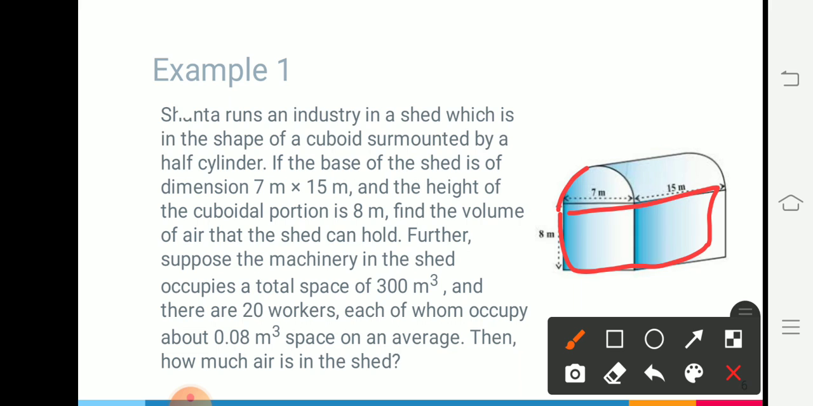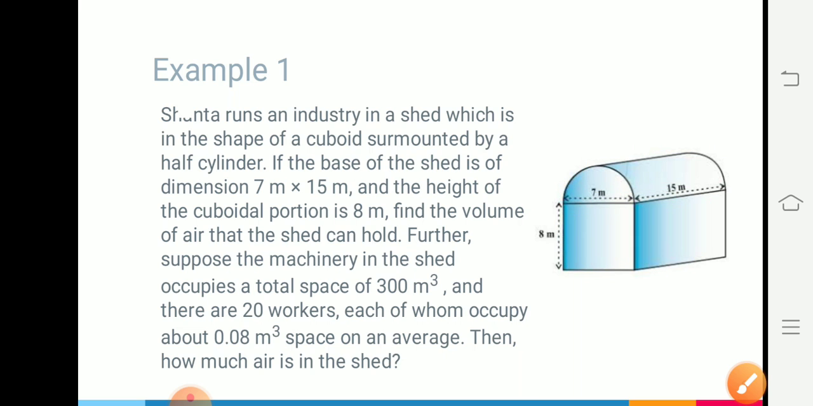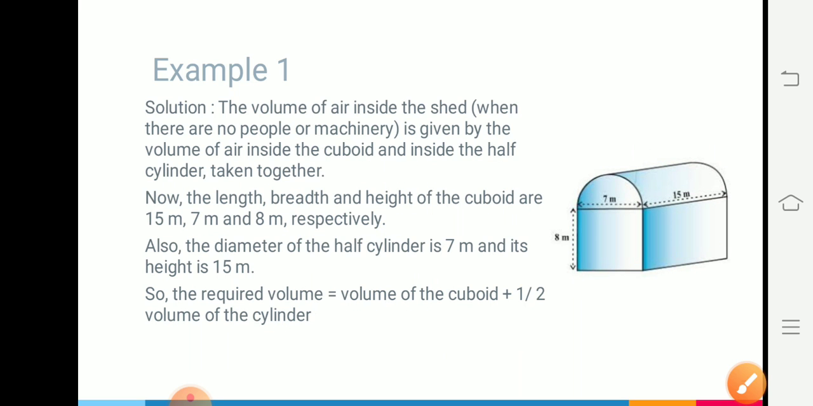It is surmounted by half a cylinder. Now let us see how we will solve this. So the volume of air inside the shed when there are no people is given by the volume of air inside the cuboid and inside half the cylinder taken together.